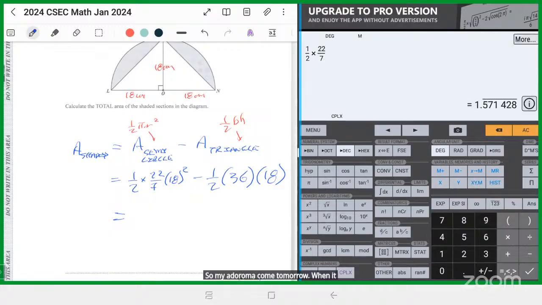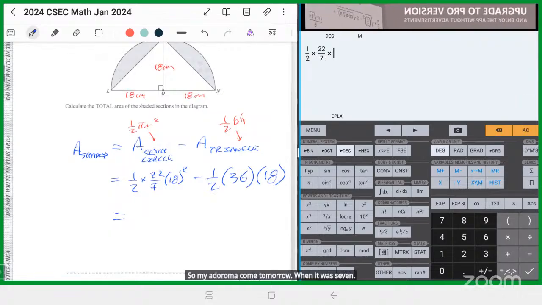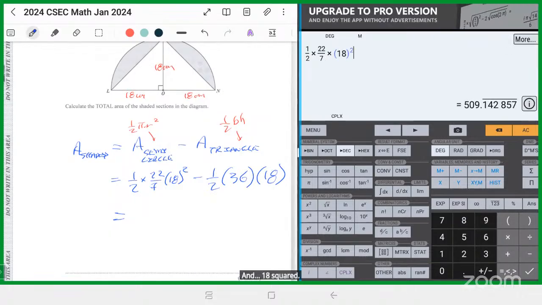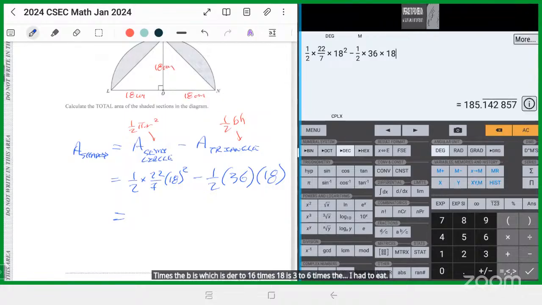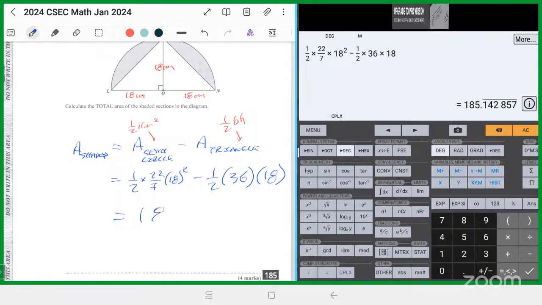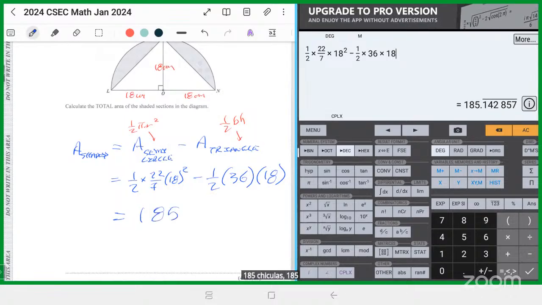22/7 times 18 squared, and subtracting half again times the base, which is 36. 2 times 18 is 36, times the height, which is 18. 185, to 3 significant figures, 185. It's 185.14, or 185 centimeters squared. It's good enough. That's 3 significant figures.